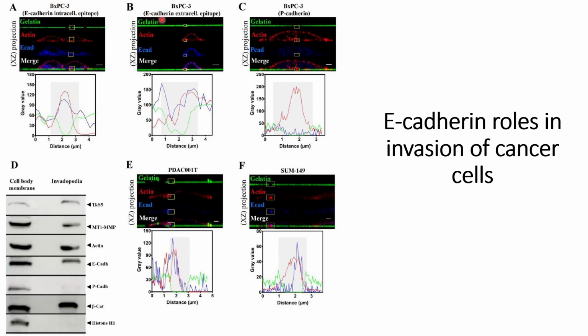When they checked the E-cadherin levels in the extracellular parts, they were still able to see the same thing, and they found similar results, that is, actins and E-cadherins are overlapping each other, and invadopodia usually form a layer of actins. So this indicates that the E-cadherins are present in the invadopodia regions.